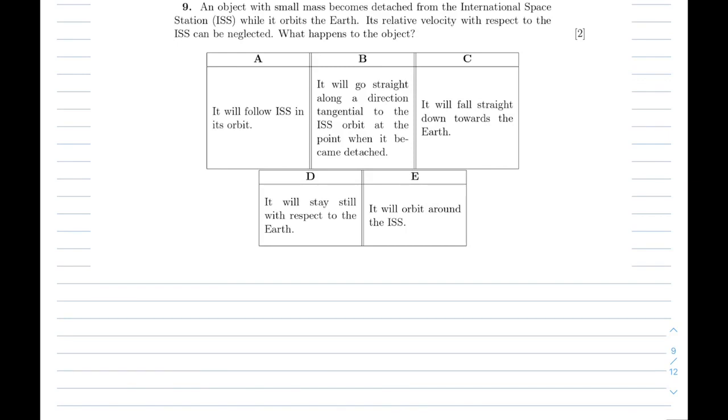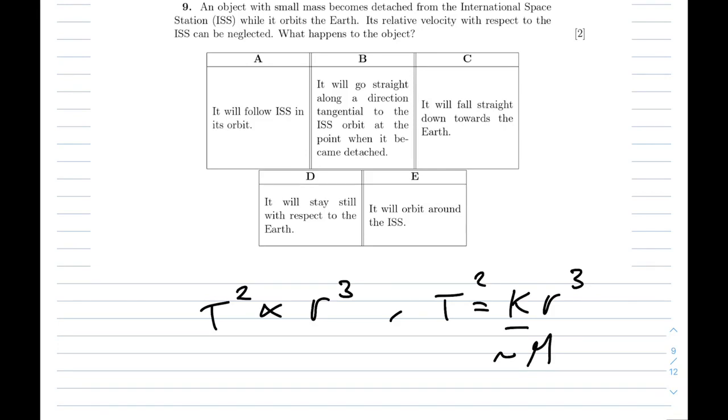If we know Kepler's third law, this is quite straightforward. Kepler's third law is that the orbital period squared is proportional to the orbital radius cubed. If we write that out as a proportionality relationship, where K is the constant of proportionality, you know that this K only depends on the mass of the thing being orbited. In this case, this is the mass of the Earth, and it does not depend on the mass of the things in the orbit. Therefore, if this small object was in the same orbit as the ISS beforehand, it'll stay in that orbit, because there's no dependence on the smaller object's mass.